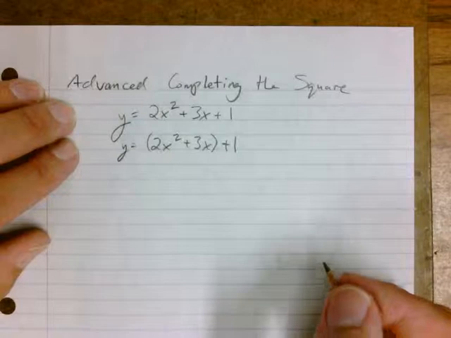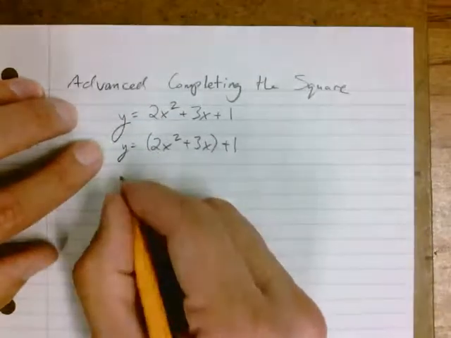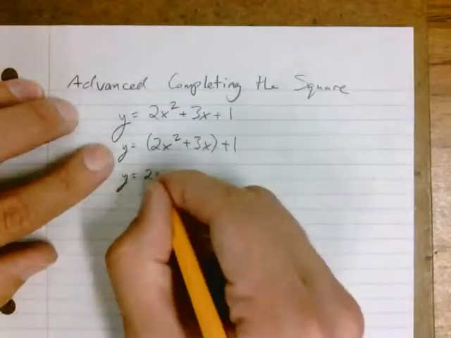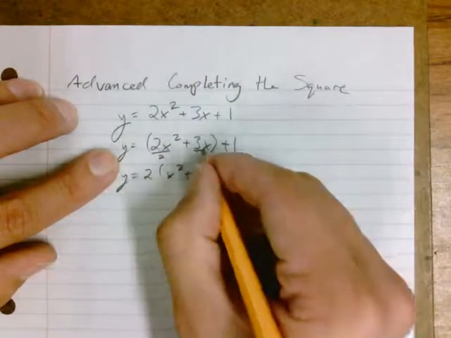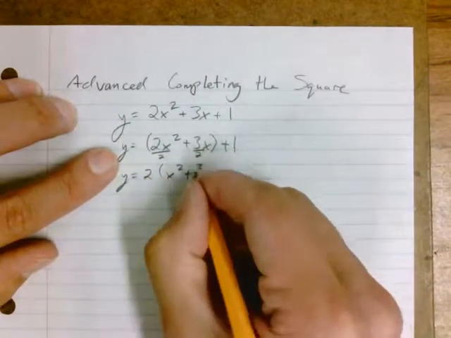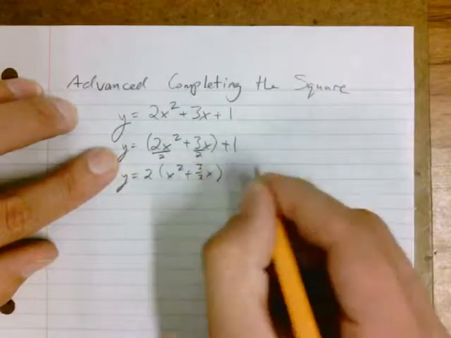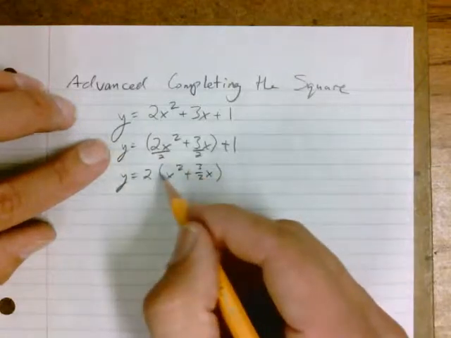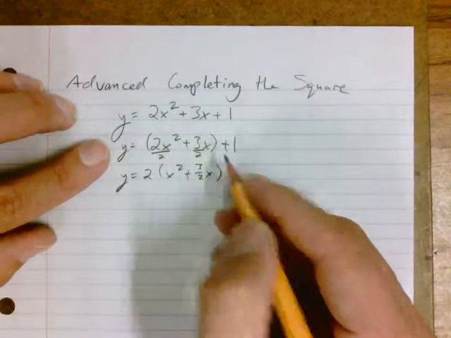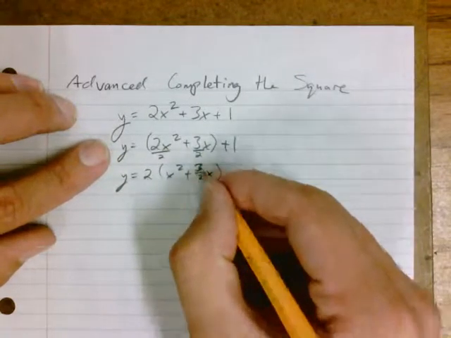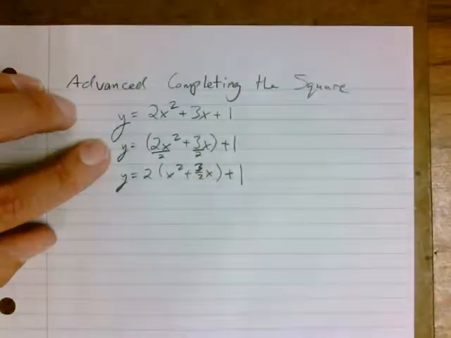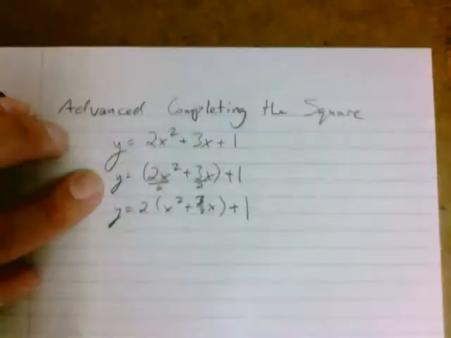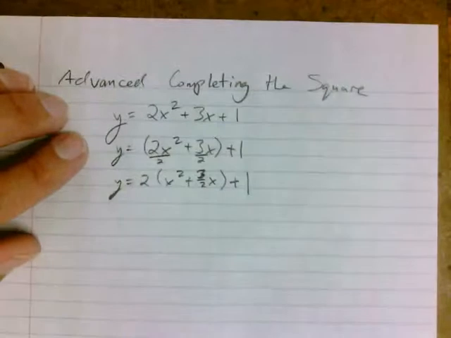The next step is to factor out the number in front of x squared. And when we do that, you notice this becomes 1 and this becomes 3 over 2. Okay, we don't want to make a decimal, we want to keep it as an improper fraction, but simplified. Okay, let's keep it simplified.